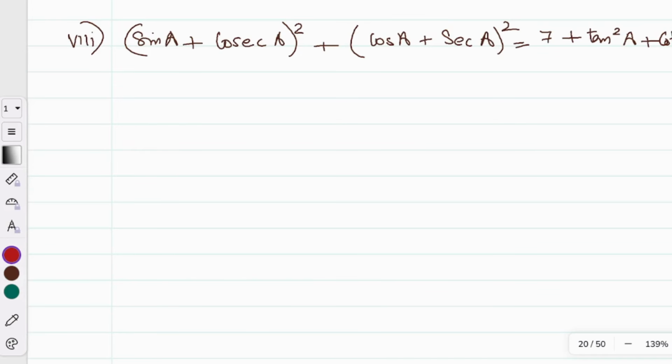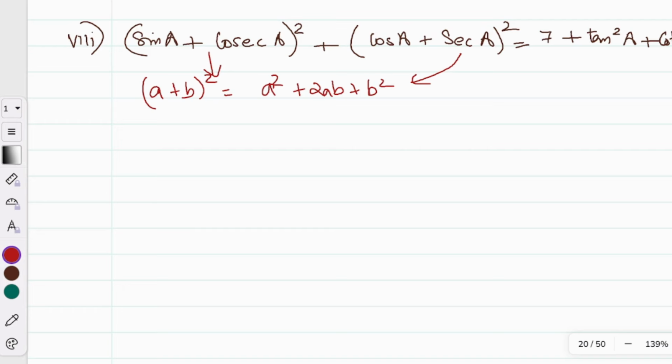Okay, now let's do question number 8. This is of the form sin A plus cosec A the whole square plus cos A plus sec A the whole square, which we have to prove equal to 7 plus tan square A plus cot square A. This part is of the form a plus b the whole square, which is equal to a square plus 2ab plus b square. Here also it is the same form, so in both cases we can use the a plus b the whole square equation.